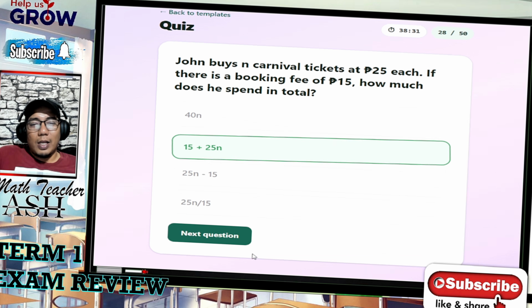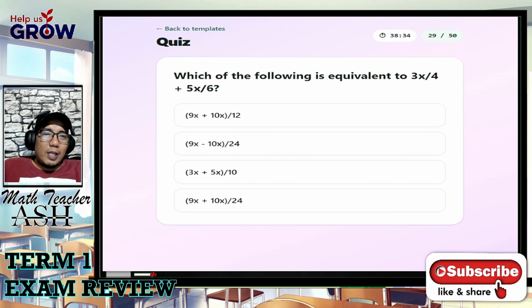Now let us go to the next question. Which of the following is equivalent to 3x over 4 plus 5x over 6? Is it 9x plus 10x over 12? Is it the quantity 9x minus 10x over 24? Is it 3x plus 5x over 10? Or is it 9x plus 10x over 24? What do you think is the answer?